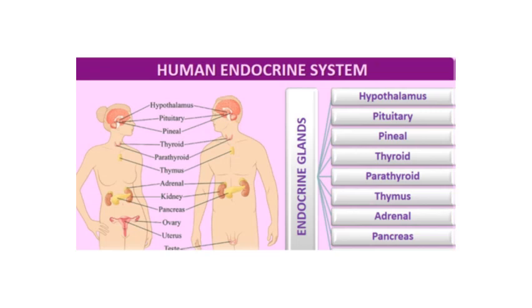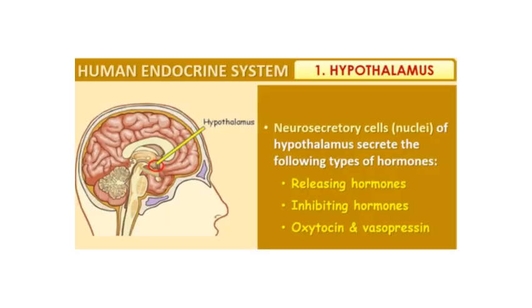The main endocrine glands in the body are hypothalamus, pituitary, pineal gland, thyroid gland, parathyroid gland, thymus, adrenal and pancreas. Let us first study the hypothalamus. The neurosecretory cells of the hypothalamus secrete these hormones: releasing hormones, inhibiting hormones, oxytocin and vasopressin.